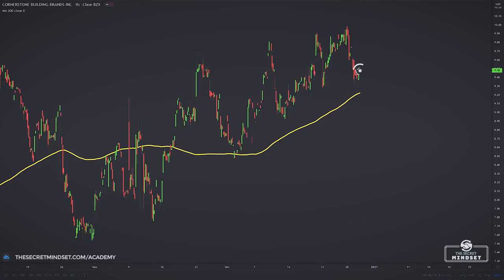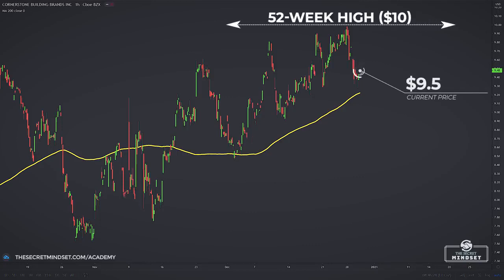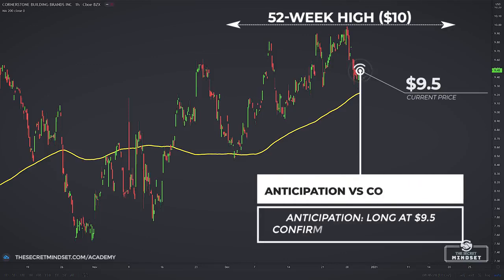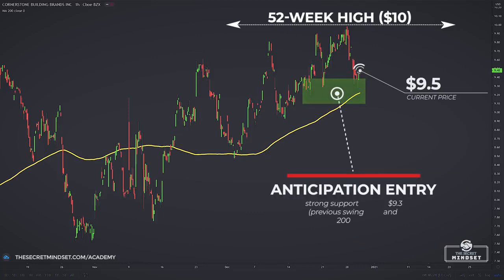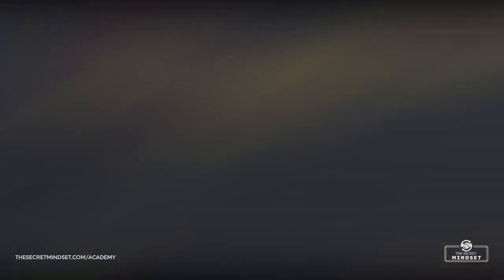Let's use an example to illustrate the concept. A stock is trading at a price of $9.50 with a 52-week high of $10. If you anticipate a breakout, you could enter at the price of $9.50. If you wait for confirmation, you would have to enter at a price above $10. So which is better? Unfortunately, there's no definitive answer. As mentioned, there's a trade-off between the two strategies. If the stock has support at the price of $9.30, for example, it may make sense to anticipate the move. If the stock has support at $8, you may want to wait for confirmation.